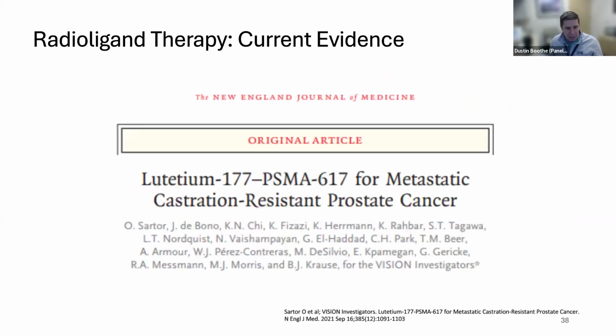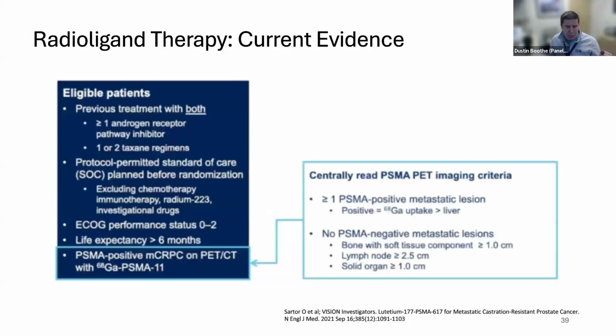So this is the landmark study, New England Journal 2022 or 2021. Looking at the use of lutetium-177 PSMA or lutetium PSMA for prostate cancer in this setting. So this is important because this has applicability in my practice. When you're in the community, you're getting lots of consults for this. You really need to know the indication and what the study showed.